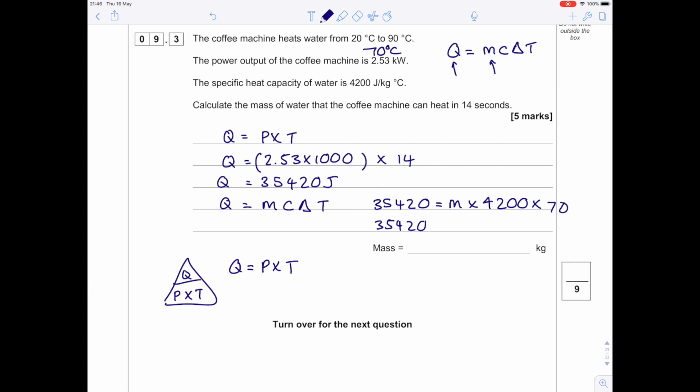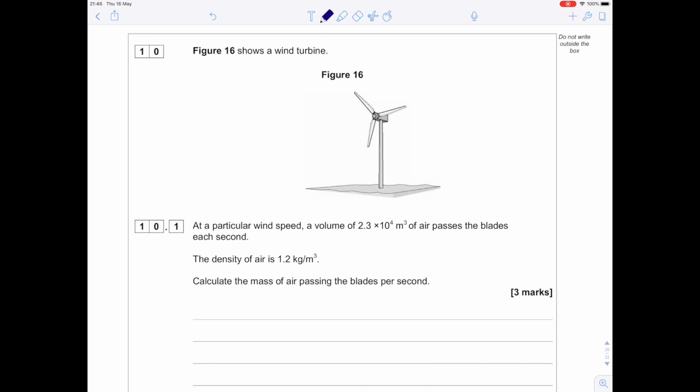So sort out your right hand side by doing 4,200 times 70 to get this number here, 294,000. And then to get m, you want to divide both sides by 294,000 and you'll get a value which is 0.12 kilograms.